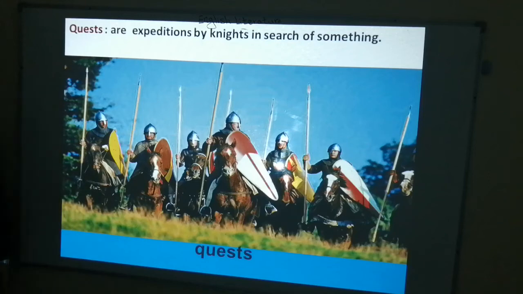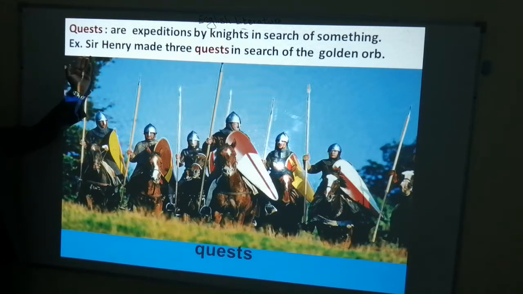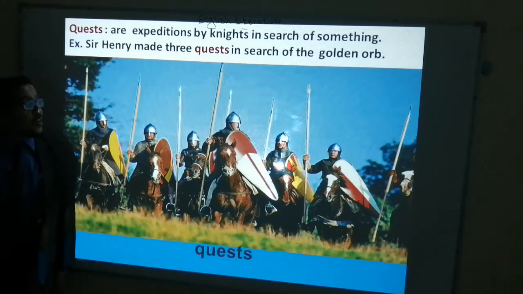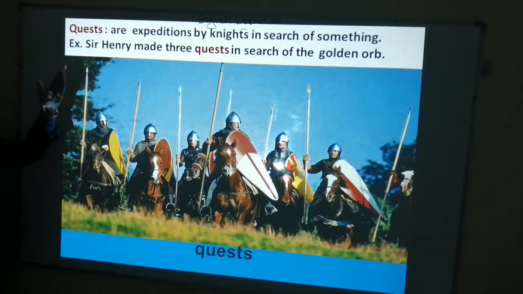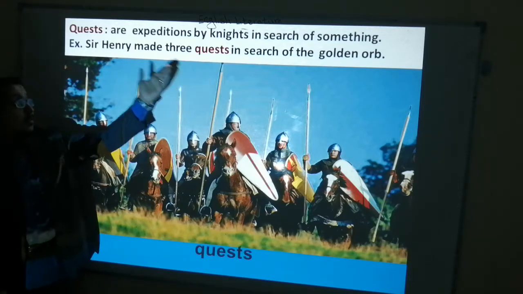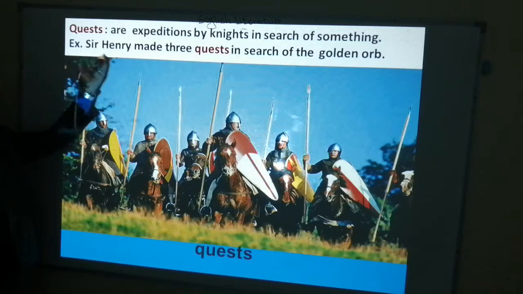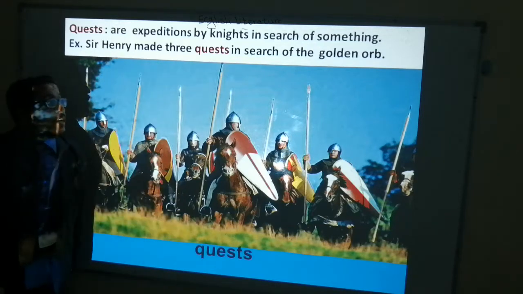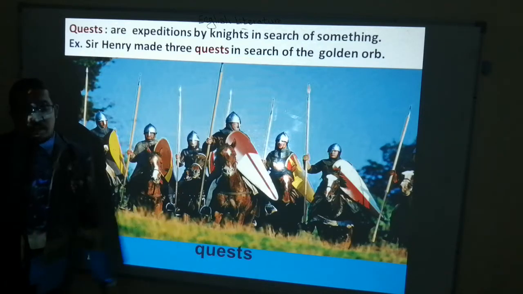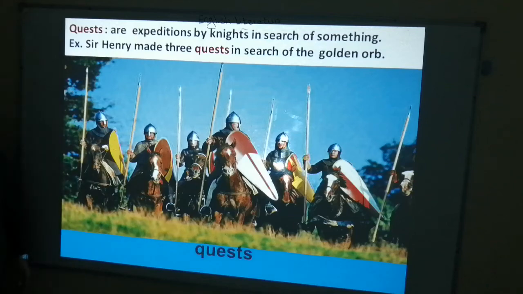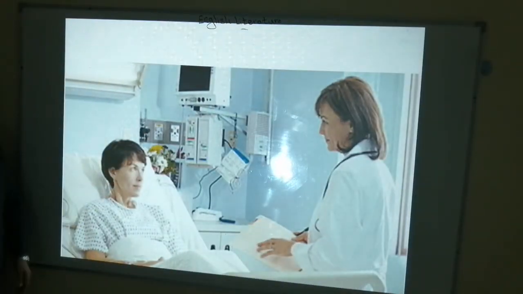For example, Sir Henry made three quests in search of the golden orb. Again, Sir Henry made three quests in search of the golden orb. Quests.